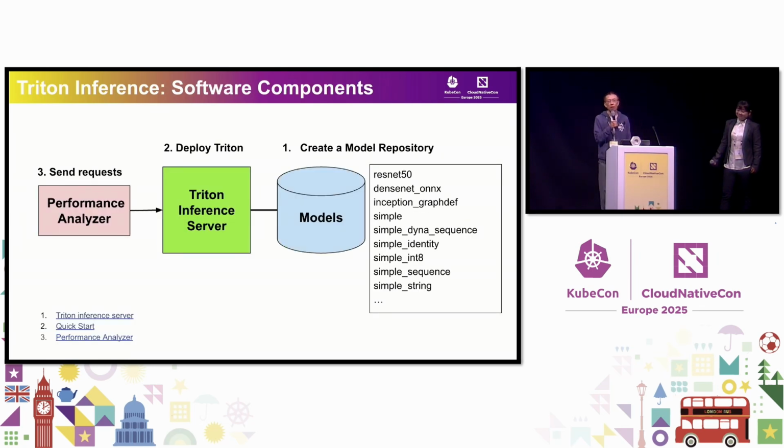In order to set up Triton inference, there are 3 key steps. Firstly, you need to create a model repository and populate it with all kinds of different models. I will cover some details on how to do that next. Secondly, deploy the Triton server instance itself. Also, Triton provides a client workload generation and performance collection tool called Performance Analyzer, which can send requests and collect all this performance data. I will go through each of them one by one.